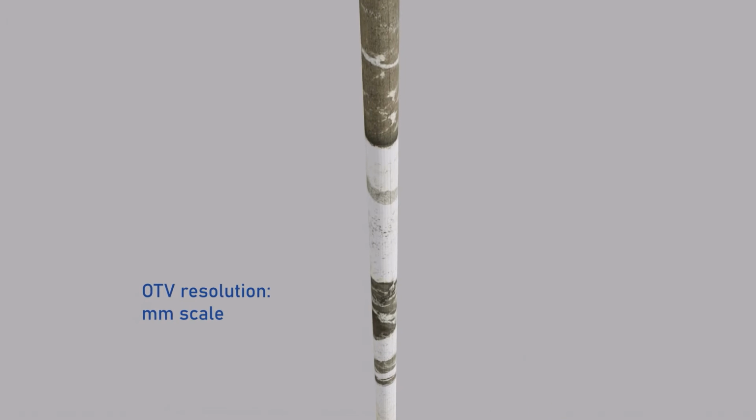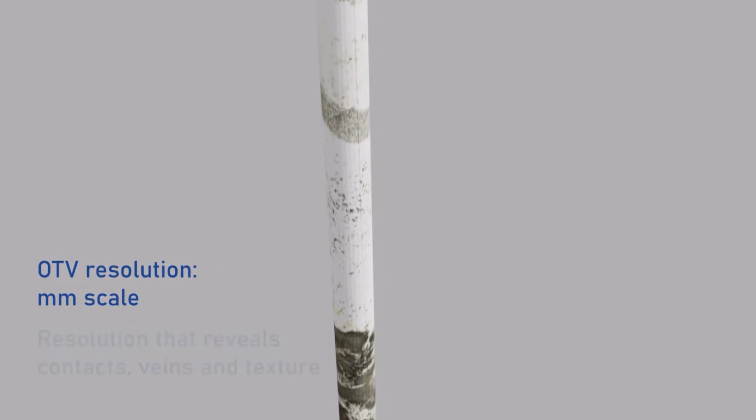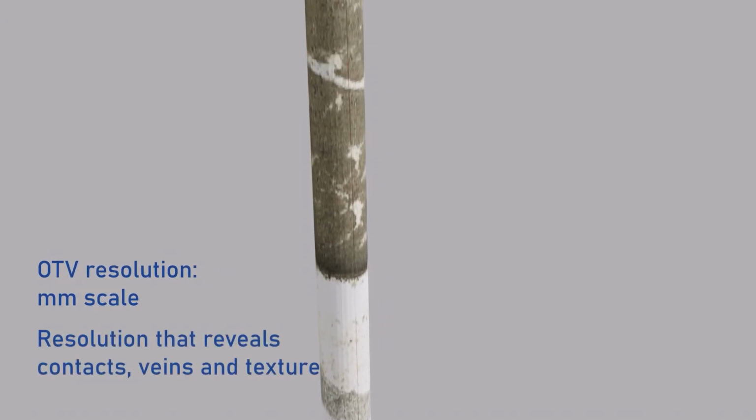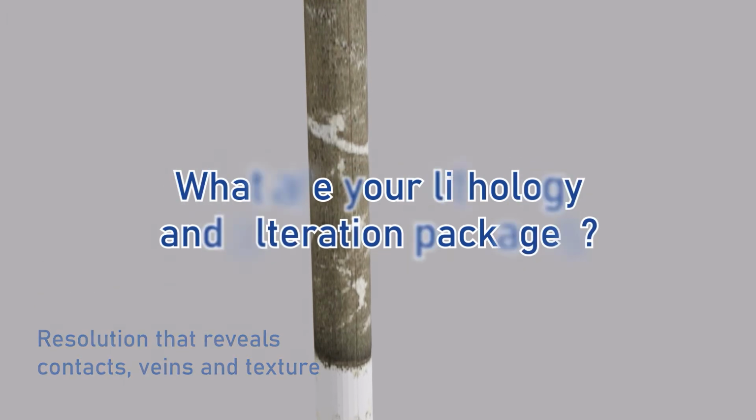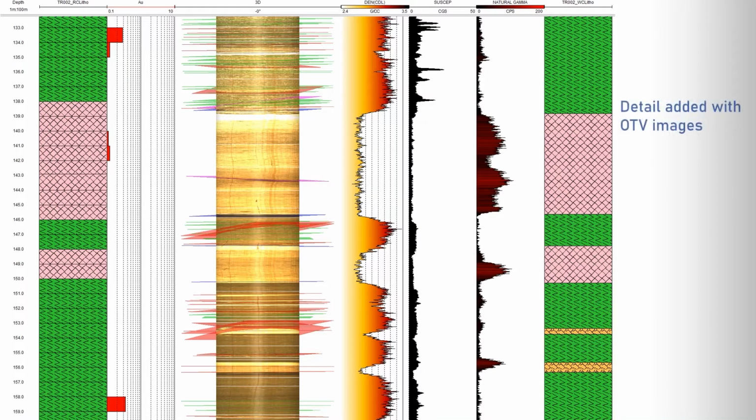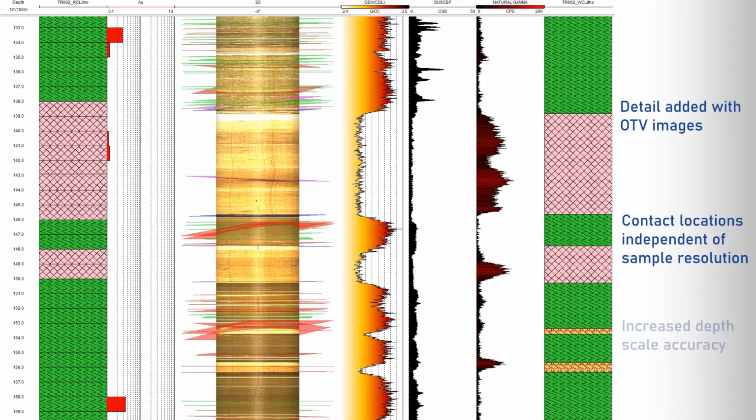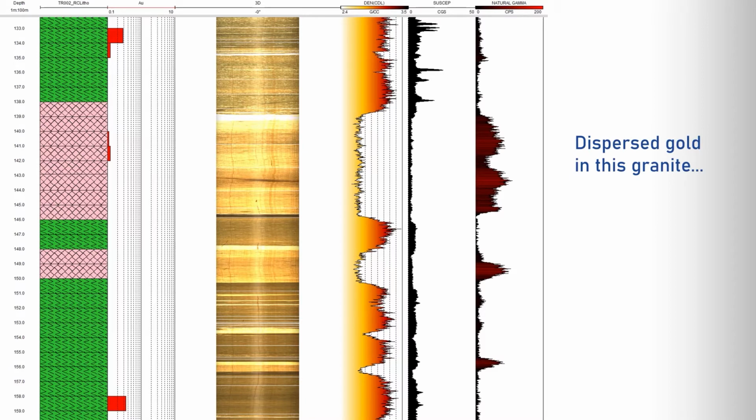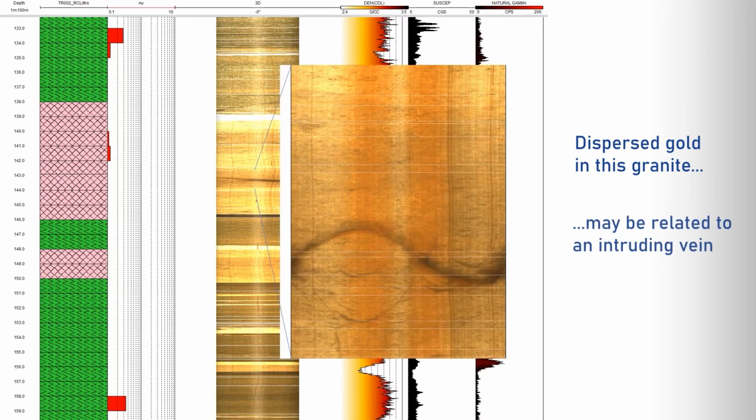Optical and acoustical televiewers can add a lot of detail to lithological logging. Features lost to RC drilling, for example, will still show up in the drill hole wall images, and the images can provide a virtual drill core. Here is an example where an interval of granite appears to contain dispersed gold. However, the televiewer image shows a vein that may be a more localized source of the gold.